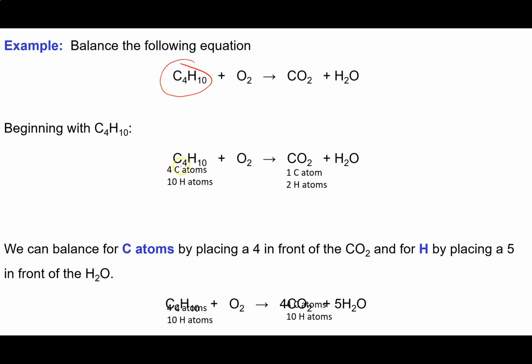So on the left I've got 4 carbon atoms and I've got 10 hydrogen atoms, and on the right I've got 1 carbon atom, and 2 hydrogen atoms. So I'm going to want to multiply that guy by 5 and I'm going to want to multiply that guy by 4. So it looks a little messed up at the bottom here.